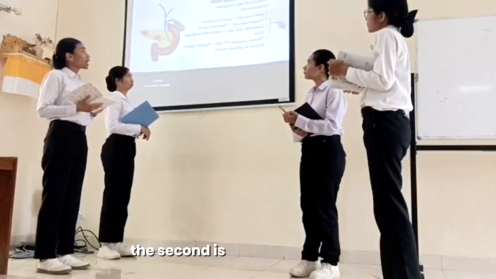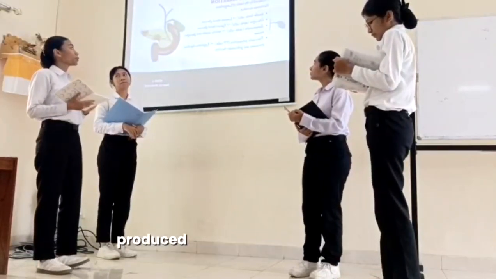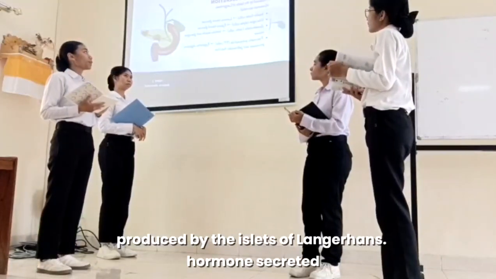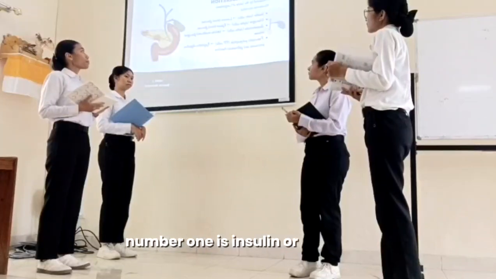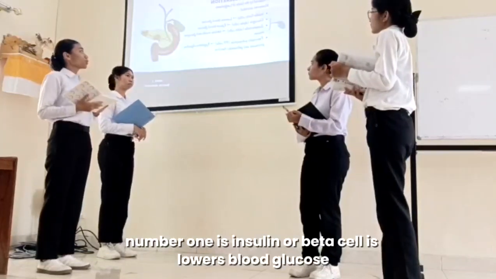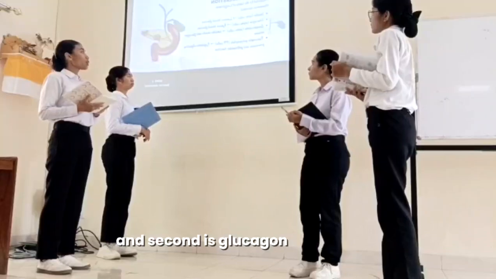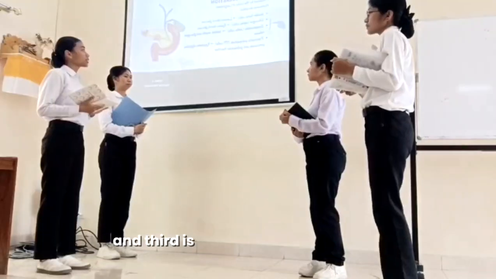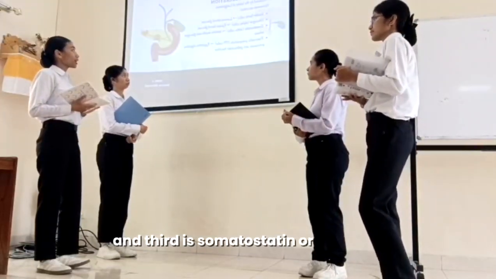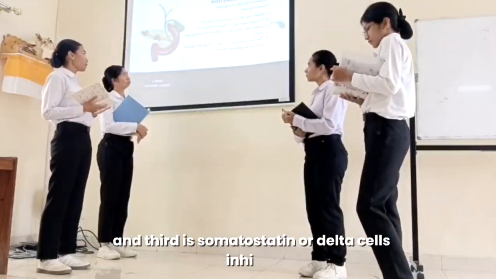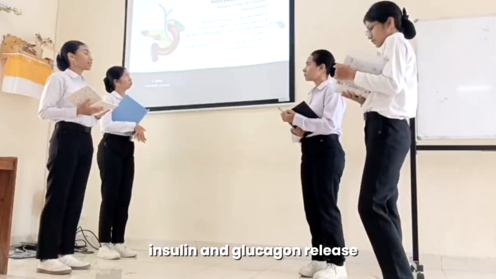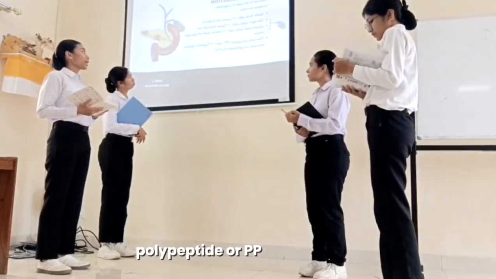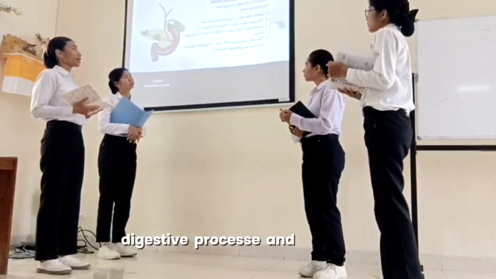The second is endocrine secretion, which is produced by the islets of Langerhans. The hormones secreted are, number one, insulin by beta cells, which lowers blood glucose; second, glucagon by alpha cells, which raises blood glucose; and third, somatostatin by delta cells, which inhibits insulin and glucagon release. The last is pancreatic polypeptide by PP cells, which regulates the digestive process and gallbladder function.